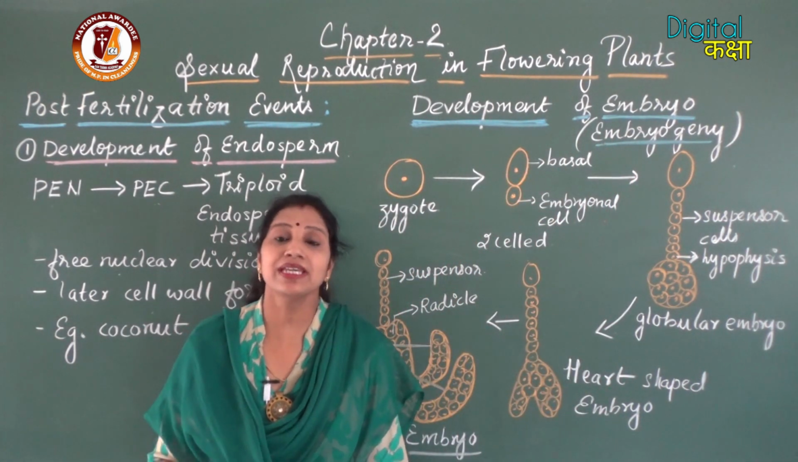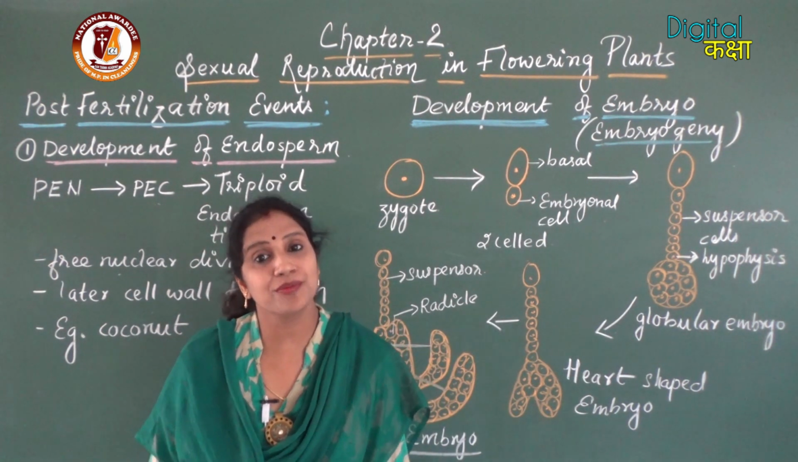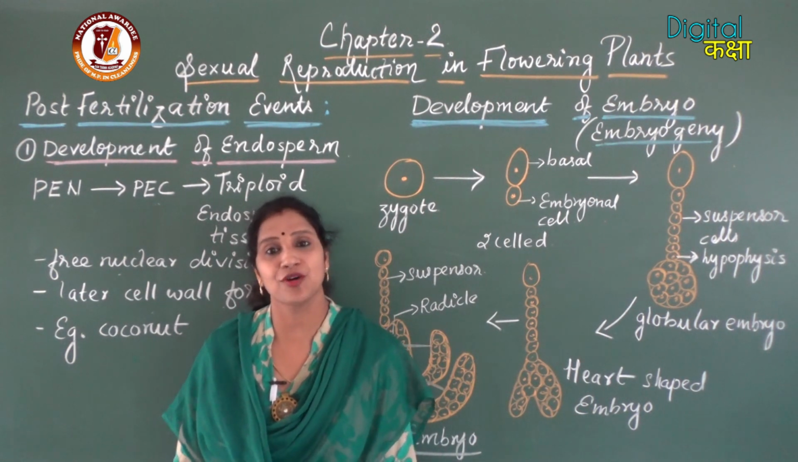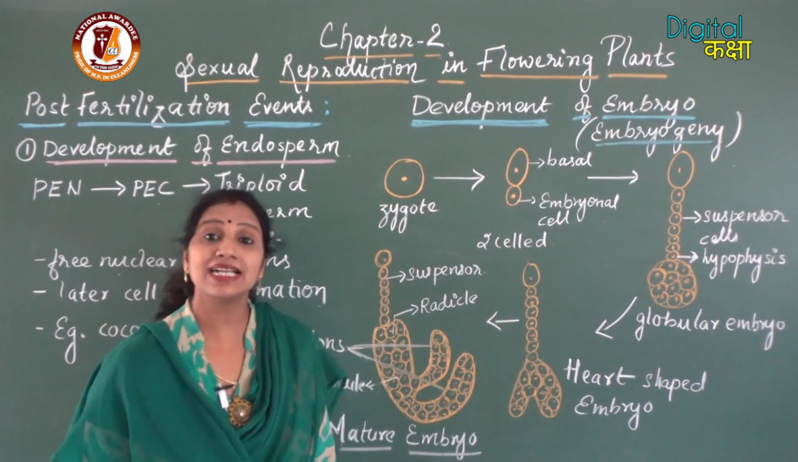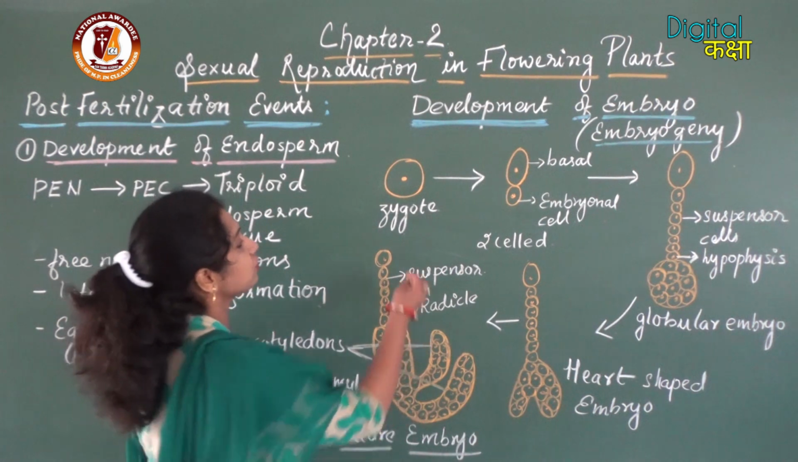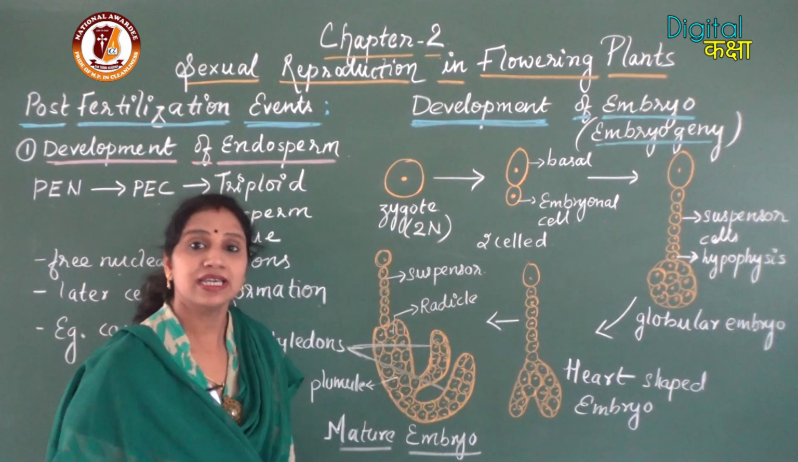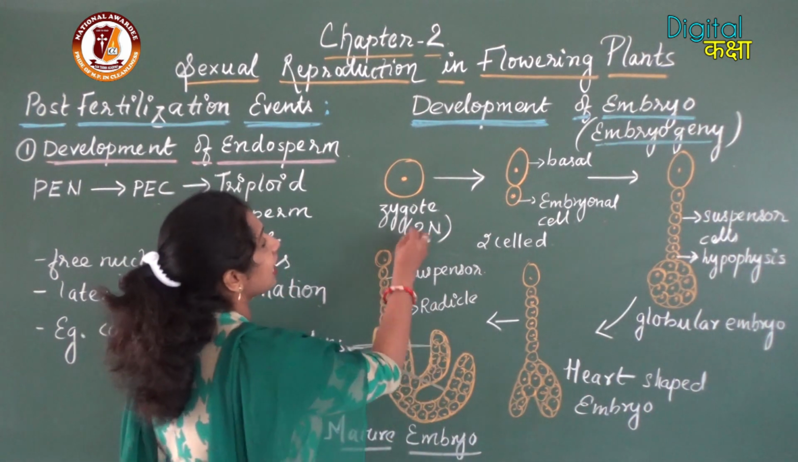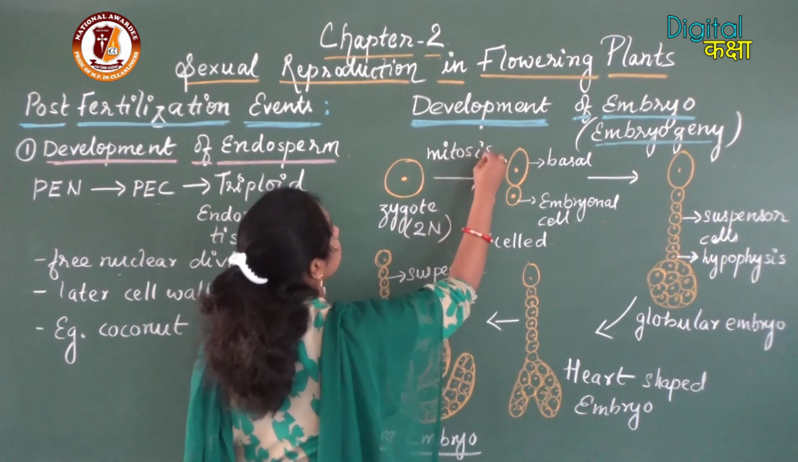So here we will be discussing the steps in embryo formation in a plant. So let us see how this embryo formation occurs. Starting with the single celled zygote, you know that it is diploid in nature. The single cell zygote is diploid in nature and this zygote will undergo mitosis.